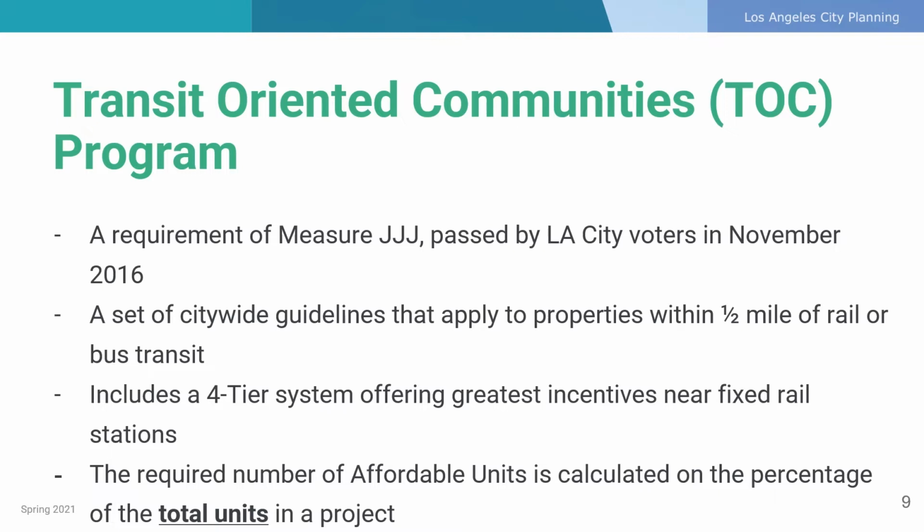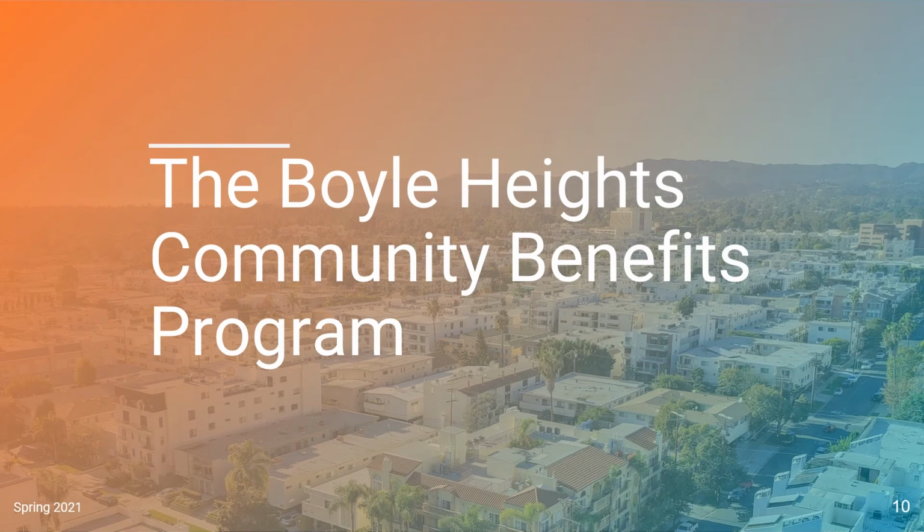The TOC program is structured with 4 tiers that change the required percentage of affordable units, as well as the intensity of the incentives offered to an applicant, based on how close the site is to transit and how frequent that transit service is. So, how do these 2 existing programs inform the Boyle Heights Community Benefits Program?